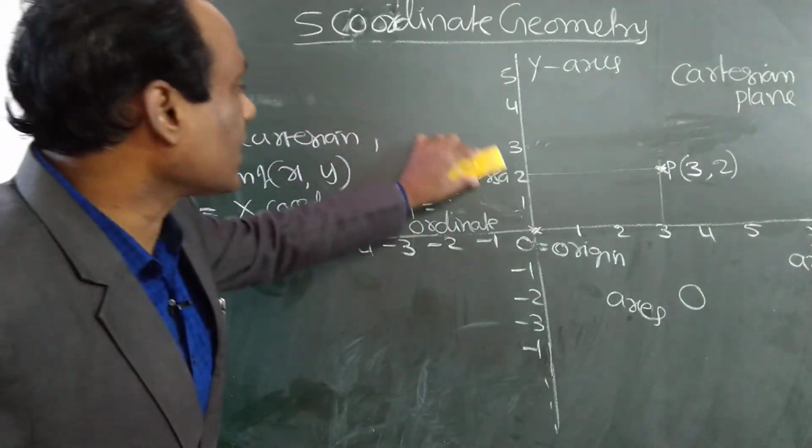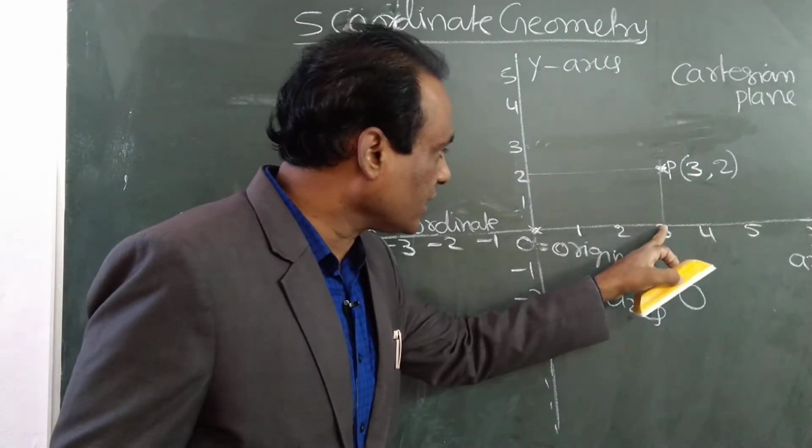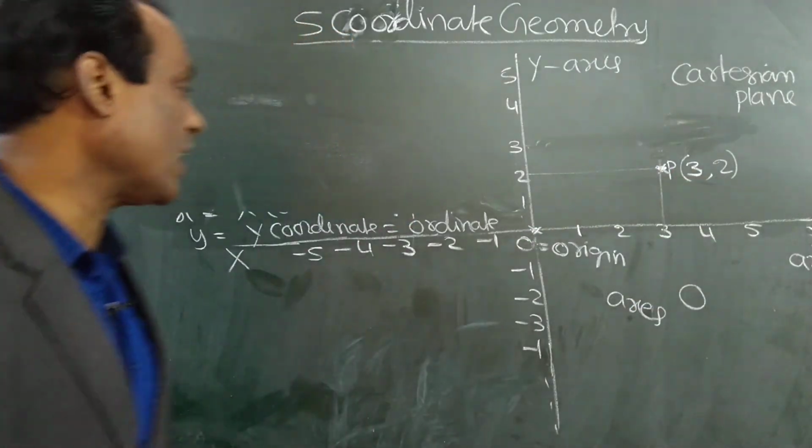So how to tell that point? I explained. Distance from y-axis gives the x-coordinate. Distance from x-axis gives the y-coordinate.